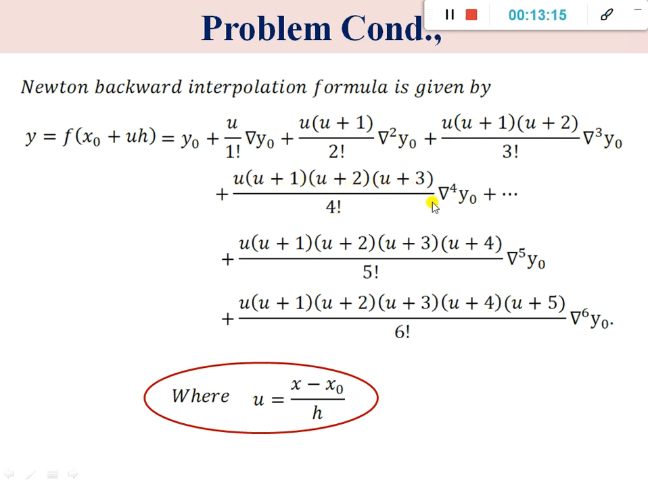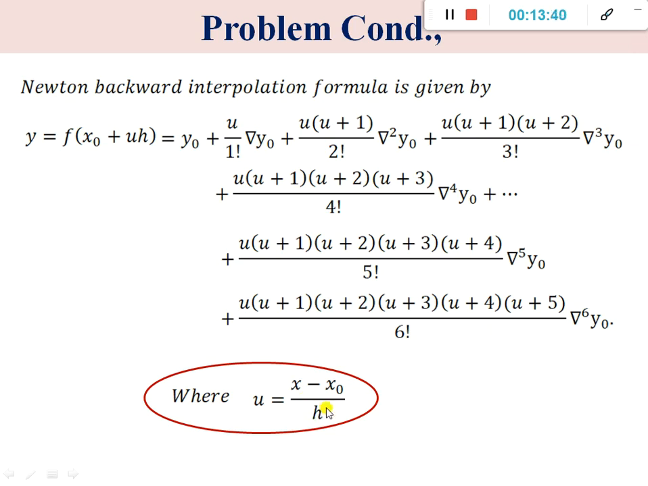plus u into u plus 1 into u plus 2 into u plus 3 by 4 factorial into del power 4 y naught plus u into u plus 1 into u plus 2 into u plus 3 into u plus 4 by 5 factorial into del power 5 y naught plus u into u plus 1 into u plus 2 into u plus 3 into u plus 4 into u plus 5 by 6 factorial into delta power 6 y naught, where u is nothing but x minus x naught by h.